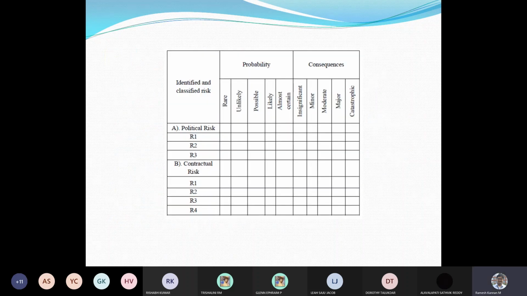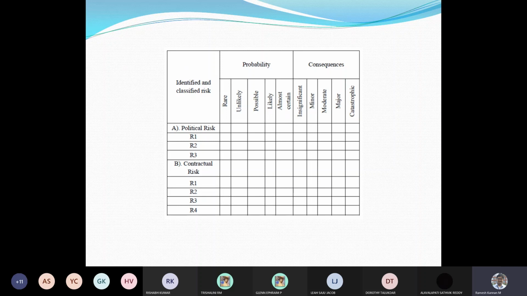And this is a prioritization table. Kindly pay attention to this. This is very, very important. Point number one is political risk. Here, we don't talk about politics, but about legal issues, legislations, regulations and laws, right? So we put them as political risk, R1, R2, R3, and this is identified and classified. We have not prioritized, we have just categorized. After that will be the prioritization.